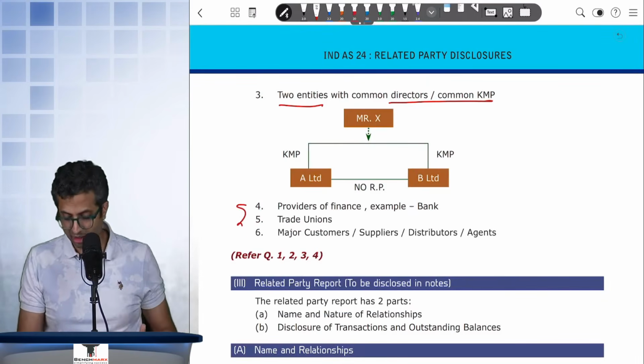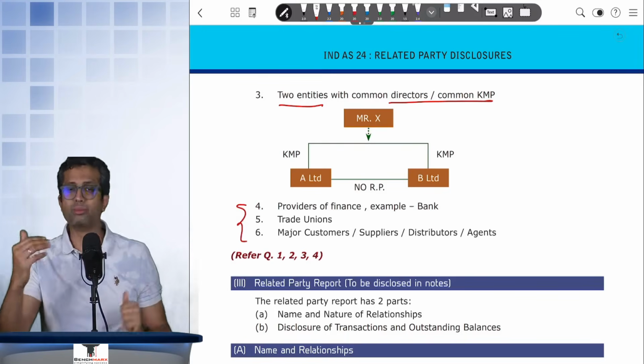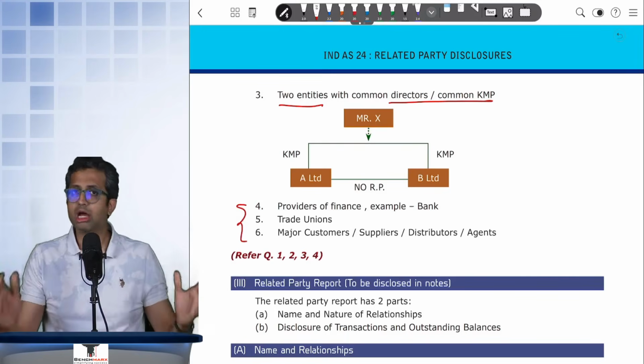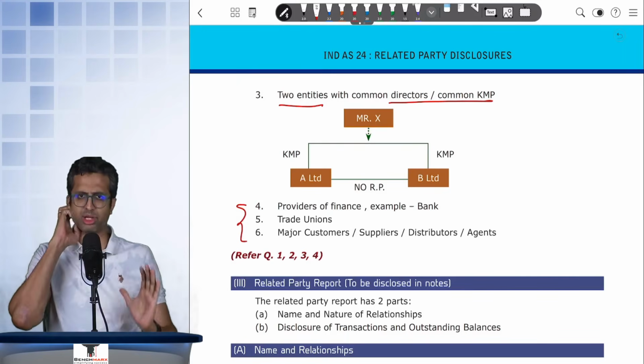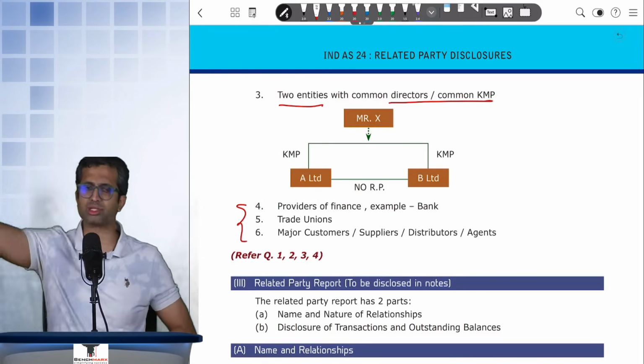Now, other clarificatory provisions over here are providers of finance like banks or trade unions or major suppliers, major customers, major distributors are not treated as related parties, irrespective of what you will study. In transfer pricing for associated enterprises, it has a separate definition.